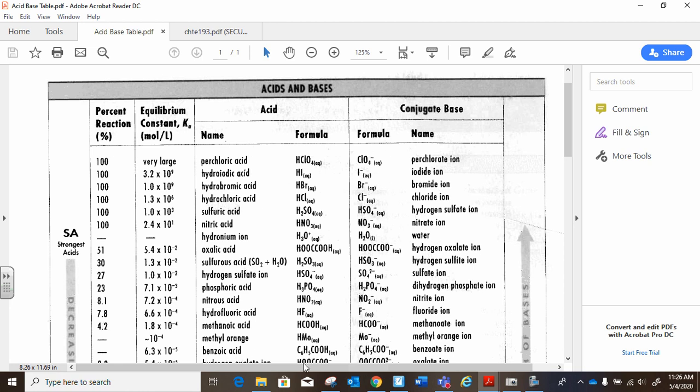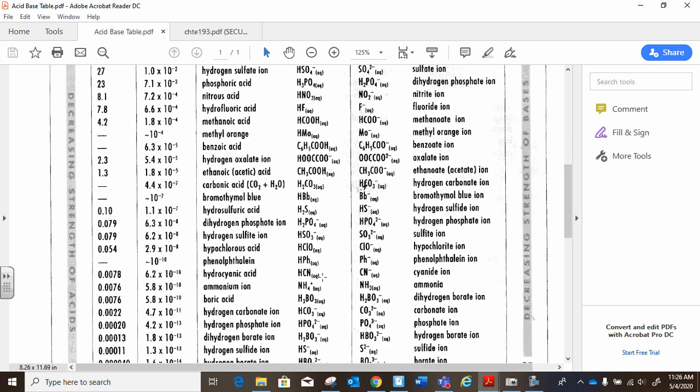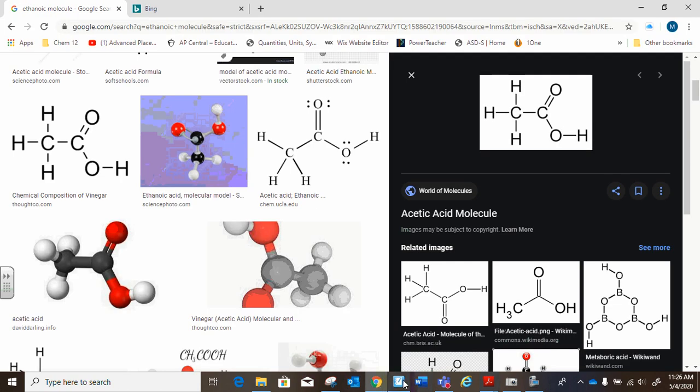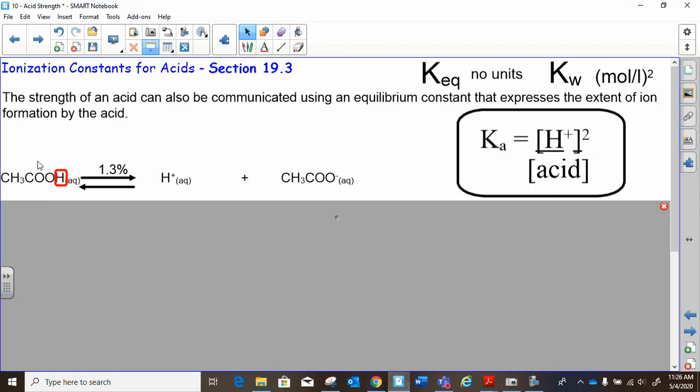So again, on this table, you have your acids listed from strongest to weakest. You have their chemical formulas in case you need to look up any chemical formula. You have your Ka, your ionization constant values for 25 degrees Celsius, and you have your percent ionizations if the concentration of the acid is 0.1 moles per liter. Okay, now let's say we're looking at this ethanoic acid again, and we see it breaks apart 1.3%. What can that tell us?